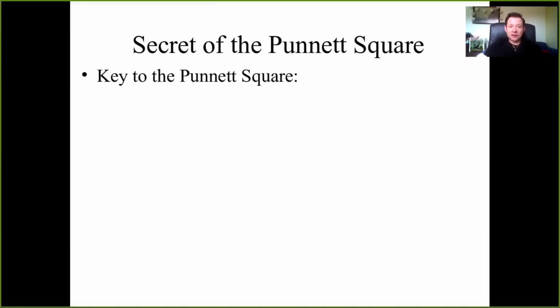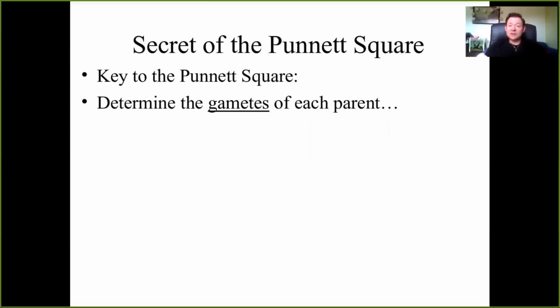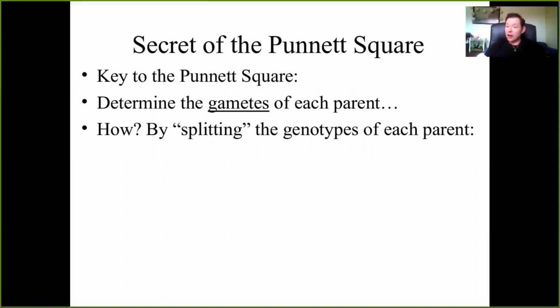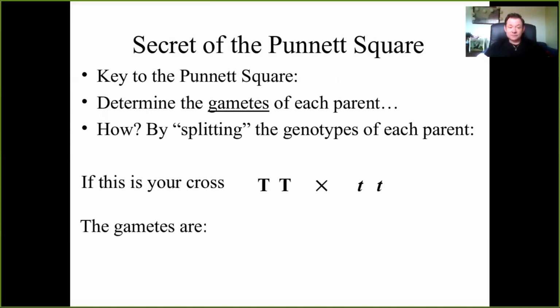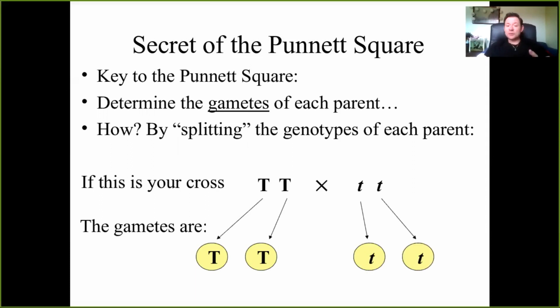The secret of a Punnett square, the key is this: determine the gametes of each parent. How? By splitting the genotypes of each parent, making purebred populations. If this is your cross, the gametes, the eggs or the sperm if this was an animal, could only be, from one side, big T's and from the other parent, little t's.